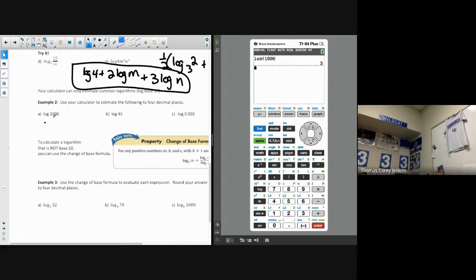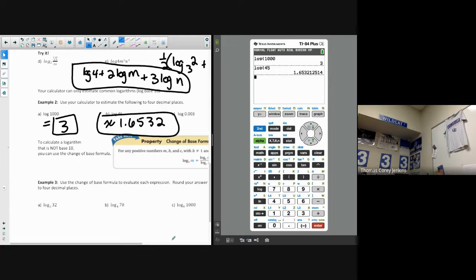All right, but then we think about 45, you know, 10 to what power equals 45? Well, now there's where it gets a little more dicey, right? So there's where you would use your calculator. Log of 45 equals 1 and change, right? That's going to be an irrational number, so round it to the 4th decimal place. So it's going to be 1.6532 about. All right, and then I'll leave the last one there for you, log of 0.003.